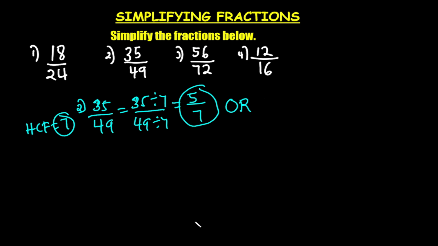Now in this method, I will try and find two numbers such that when I multiply, I will get 35 and 49. Over here, 5 times 7 will give me 35. And over here too, 7 times 7 will give me 49. And now this 7 can cancel this 7. I have 5 over 7.